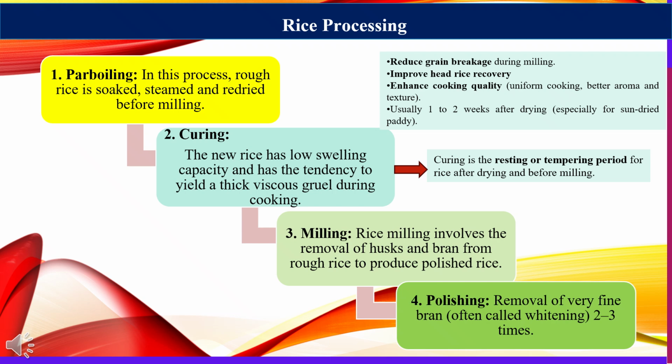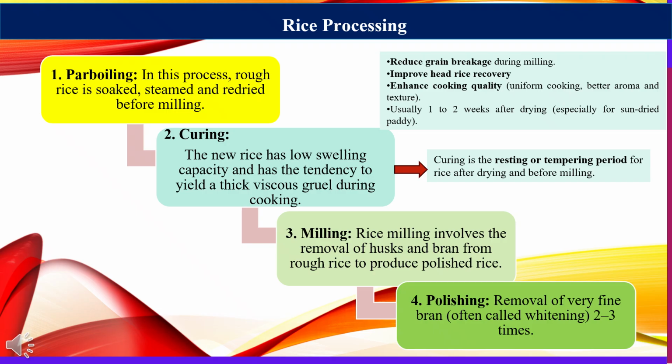1. Parboiling. Parboiling is a hydrothermal process applied to rough, unmilled, rice before milling. It involves 3 main steps. Soaking the paddy in water to allow moisture penetration. Steaming to gelatinize the starch and harden the kernels. Re-drying to a safe moisture content for milling. Parboiling improves milling recovery, reduces broken grains, enhances nutritional retention, and increases the storage life of rice.